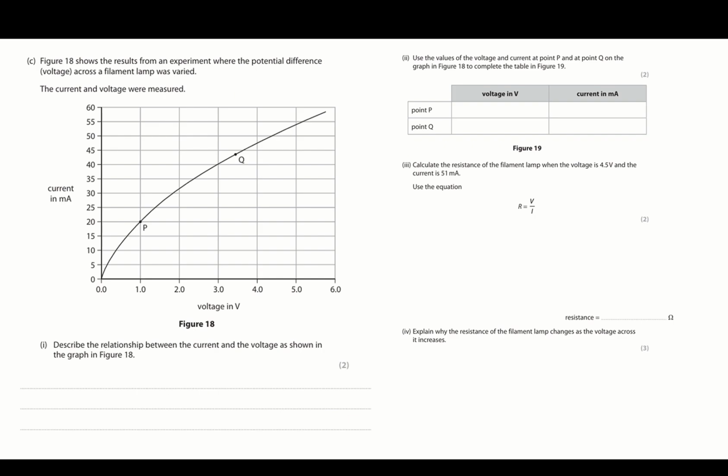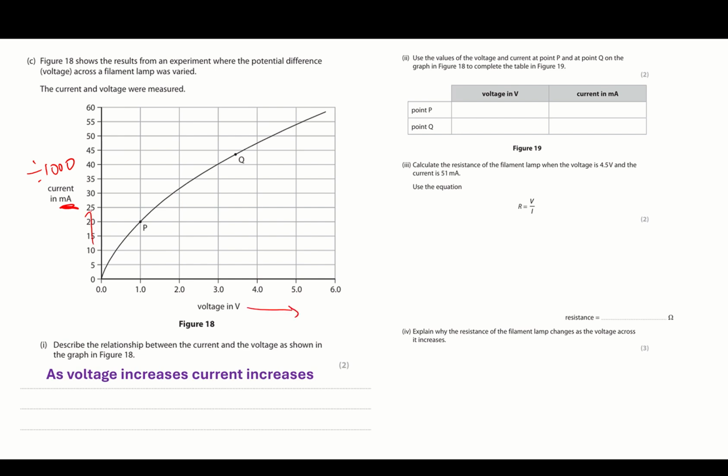We've got some results here, and we've got current in milliamps. And again, if we need to do a calculation, that's going to have to be divided by 1,000, which I believe we do need to do in a bit. And it says, describe the relationship in the graph. Now, everybody on their mock got the first mark, and so many lost the second mark, and it's the easier one. So we can see as voltage increases, current increases.